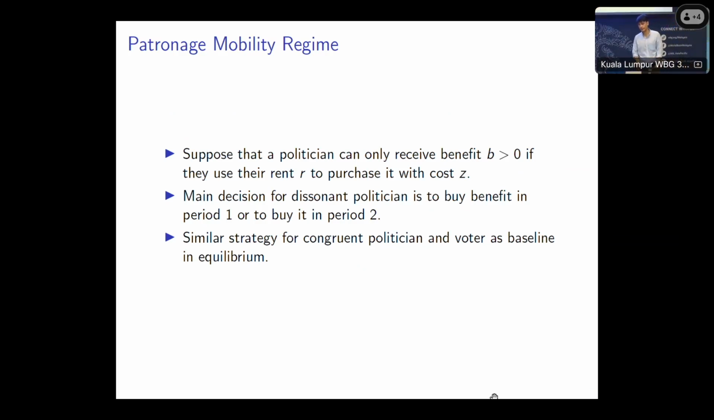But you could imagine, if B is big enough, and depending on how E, B, and W line up, even a congruent politician might still want to buy this benefit, right? Yes, it would. That's a very realistic scenario. But in this model, I'm not assuming that, just for simplicity.